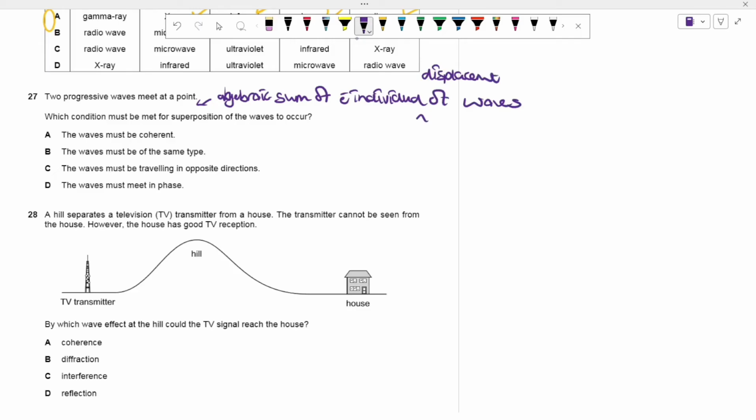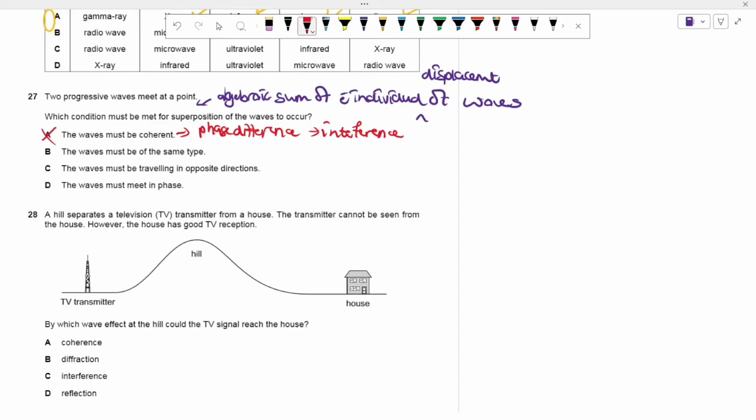We want to find out which one of these conditions must be met for waves to meet. For A, the waves must be coherent. Coherent means that they have a constant phase difference. This is more of a condition for interference than it is for superposition. Since this is a condition for interference, A is going to be wrong, because superposition is not interference. We don't really need a constant phase difference to have an algebraic sum. With superposition, we're just adding waves.